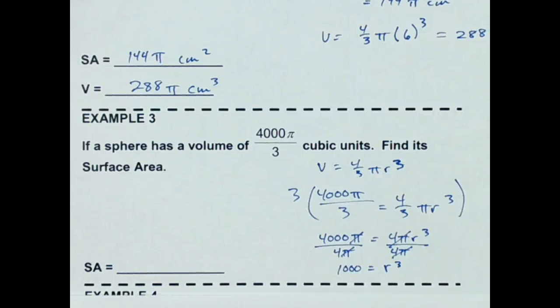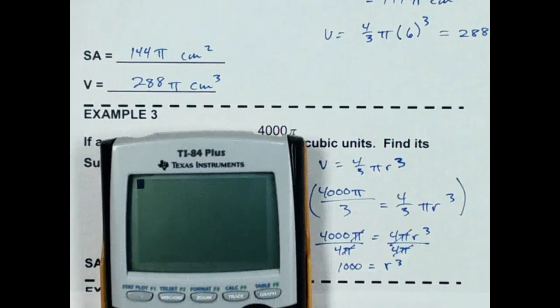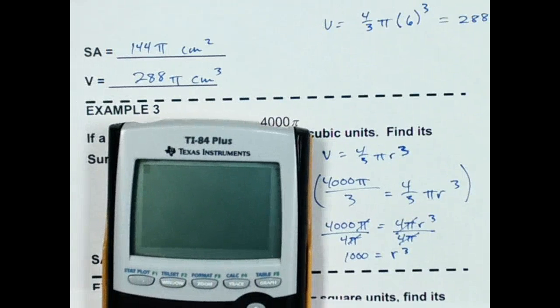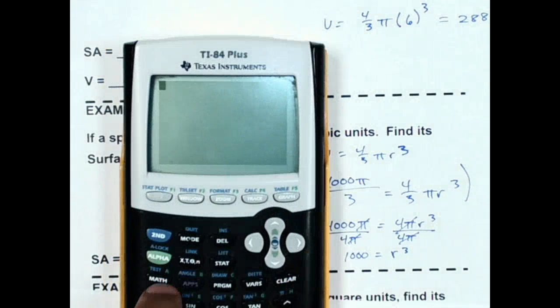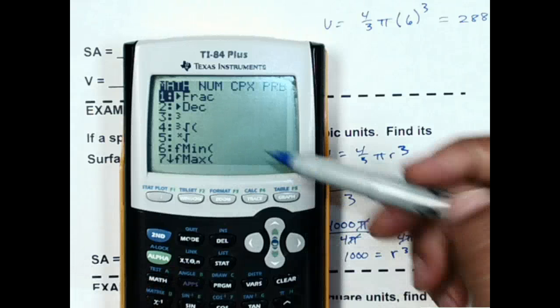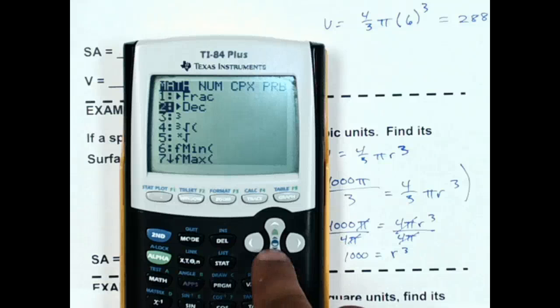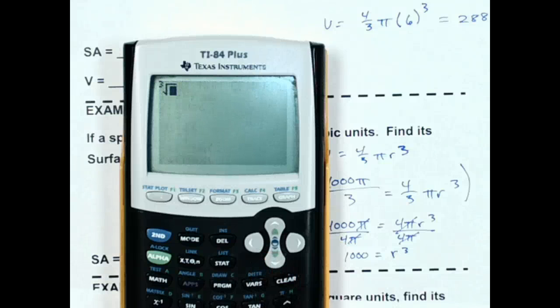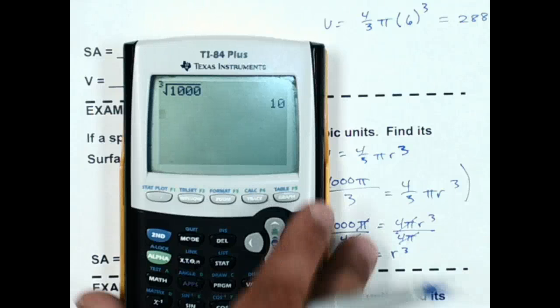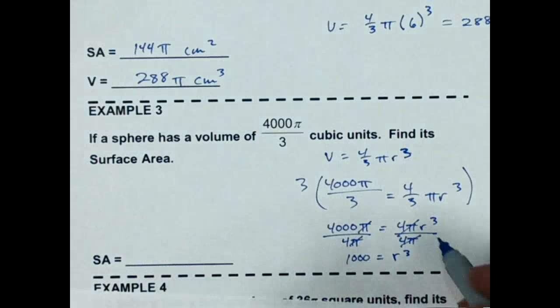Alright, once I find it, here it is. We want to go in and on your calculator, you want to hit the math button. And then this fourth one down, that's going to be the cubed root of 1,000, which comes out to be 10.